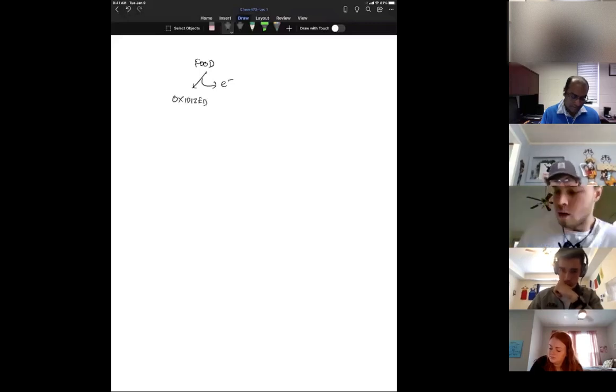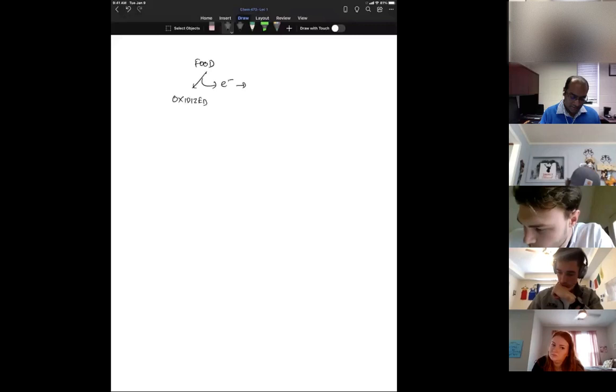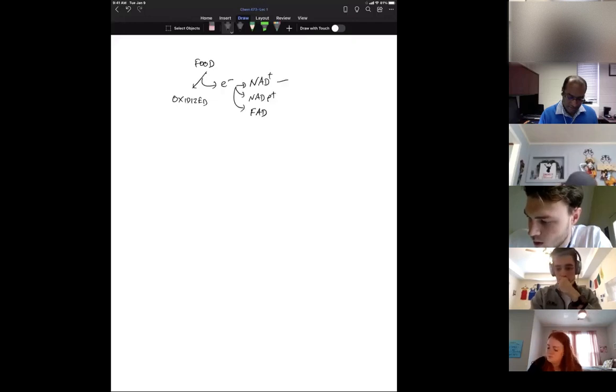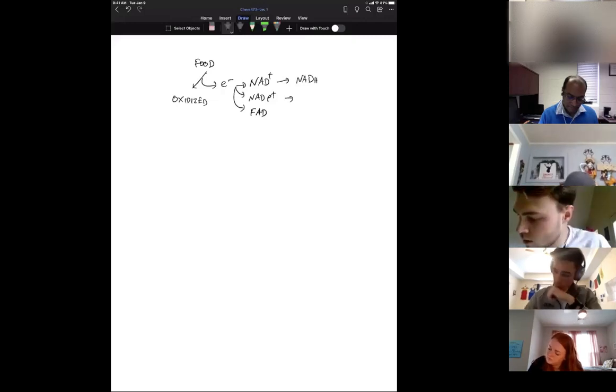And these electrons are then picked up by electron carriers. So we have NAD plus, we have NADP plus, and we have FAD. Okay, so these are the electron carriers. They pick up these electrons. And so NAD plus will go to NADH. NADP plus will go to NADPH. And FAD will go to FADH2.